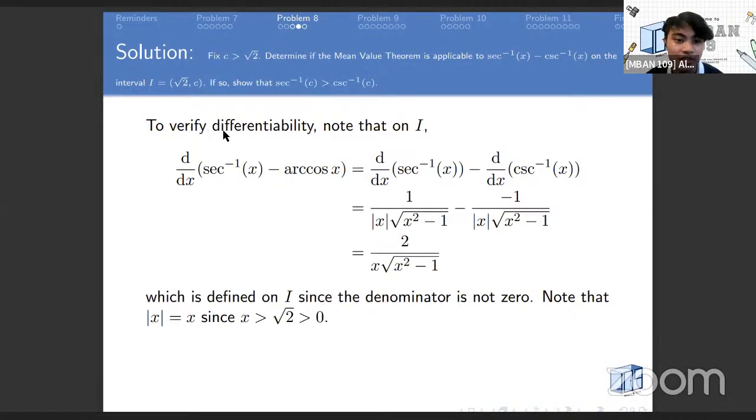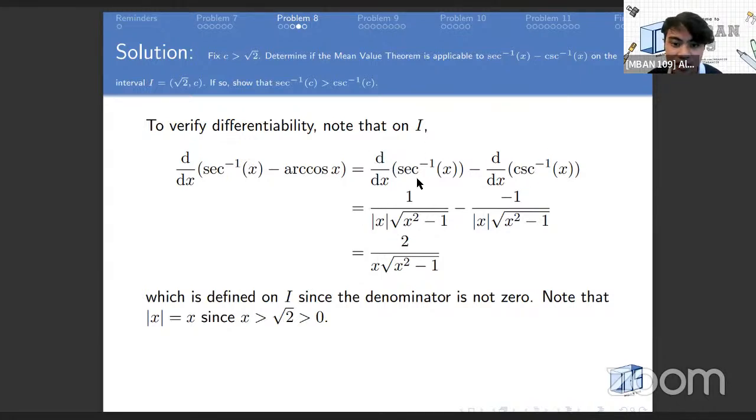And to verify naman ang differentiability, note that on I, the derivative of arc secant x minus arc cosecant x is equal siya sa derivative ng arc secant minus sa derivative ng arc cosecant. So ayan, sa property ng derivative, yung derivative ng difference is like difference lang ng derivatives ng bawat isa.